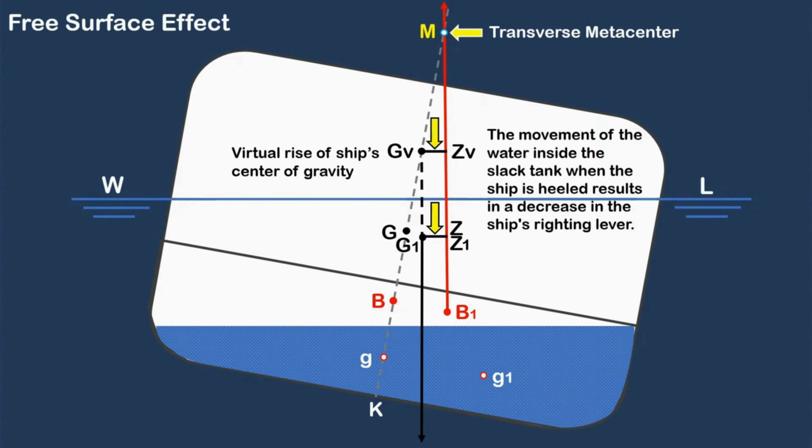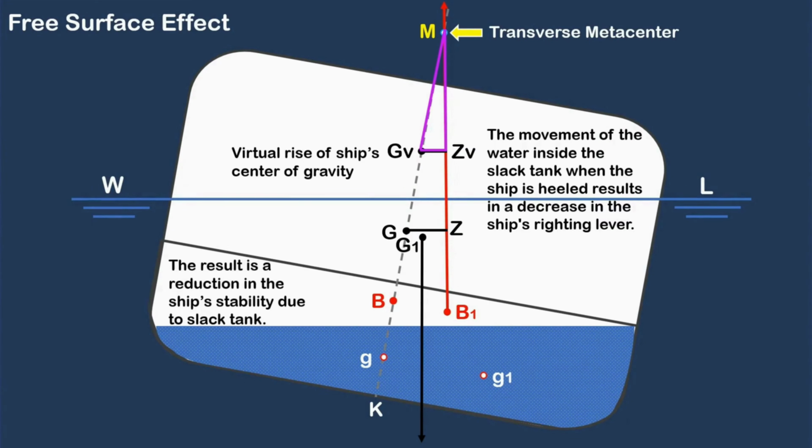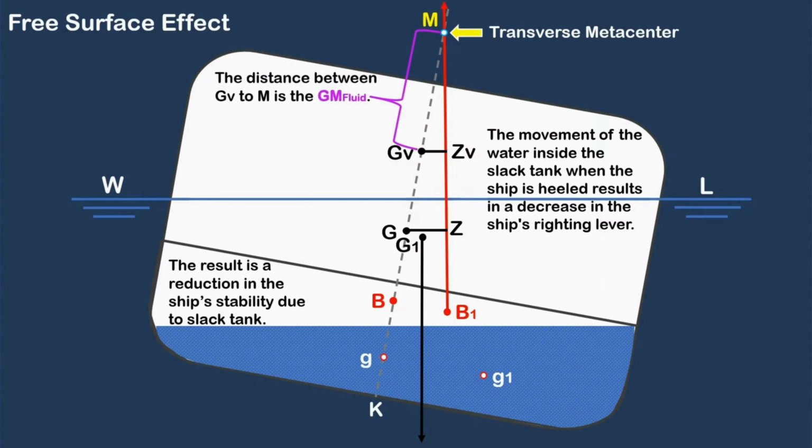The movement of the water inside the slack tank when the ship is heeled results in a decrease in the ship's righting lever. This is supposed to be the ship's stability triangle if the water inside the tank cannot move or the tank is pressed up, which is bigger compared to the stability triangle when the water is free to move inside the tank. The result is a reduction in the ship's stability due to slack tank. In this case, we can say that the distance between Gv to M is the fluid GM, while the distance between G to M is the solid GM.